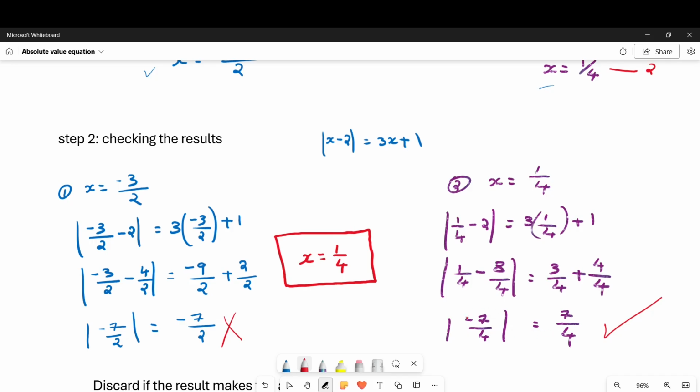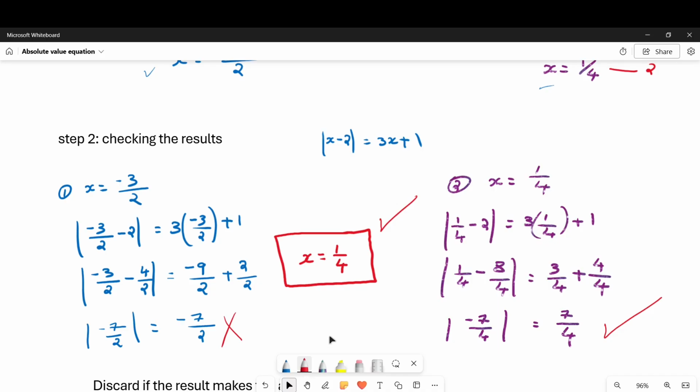So this absolute value equation has only one solution. What is the one solution? That is x is equal to 1 by 4. This is the only correct answer you need to consider. So you should not consider this one.